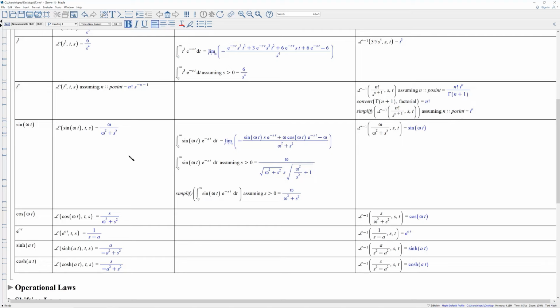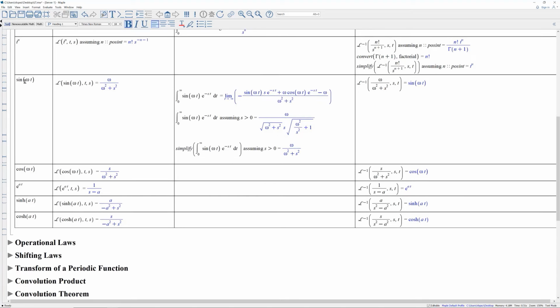And then you take a few other functions like sine omega t. It turns out to be omega over s squared plus omega squared. And if you do it by integration, you can see here that it's an infinite integral, improper integral. You got to really be taking a limit. If you make an assumption on s, then you still have to simplify these radicals. And if you hit that integral with a simplify, assuming s greater than 0, you get omega over omega squared plus s squared.